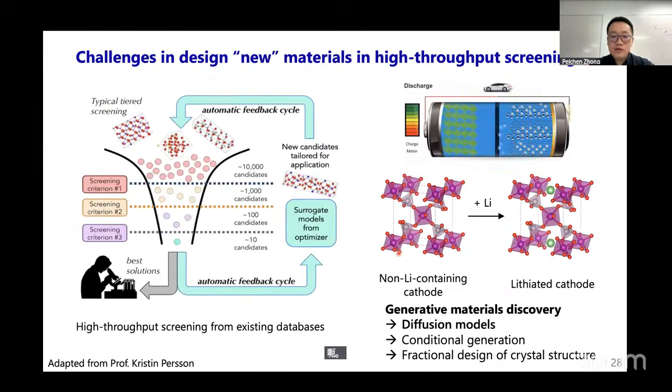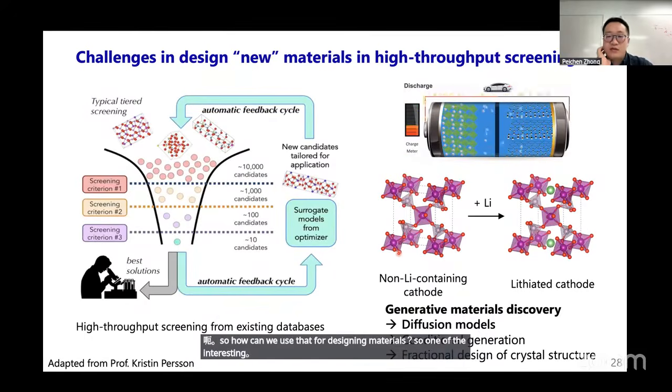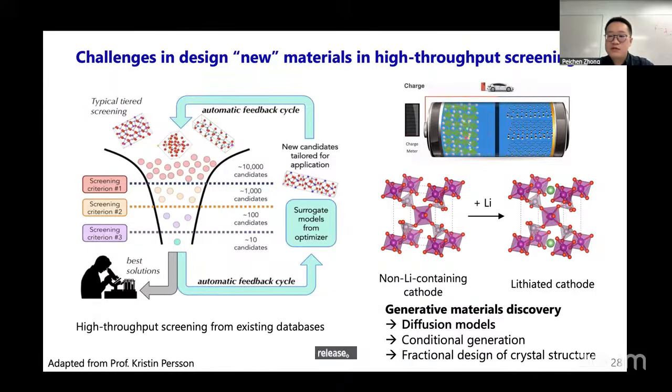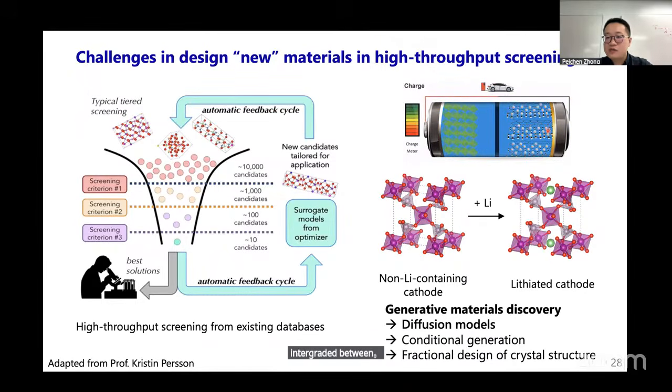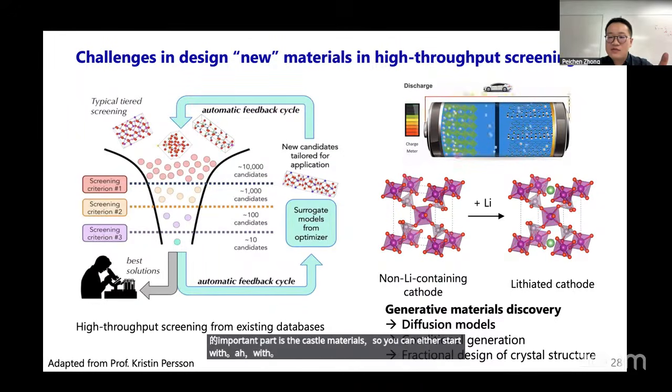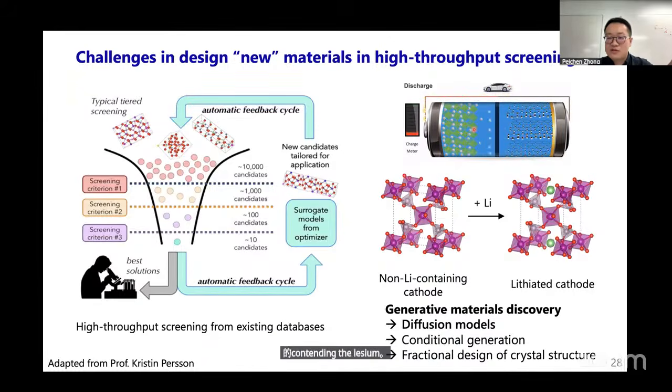So how can we use that for designing materials? One of the interesting problems is to find battery materials without lithium. This is how a lithium ion battery works. When you charge and discharge your battery, the lithium is intercalated between the anode and the cathode. One of the important parts is the cathode material. You can either start with a cathode material containing lithium, or start with a cathode material without lithium.